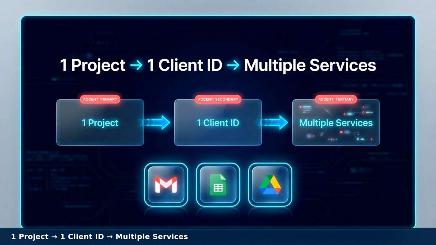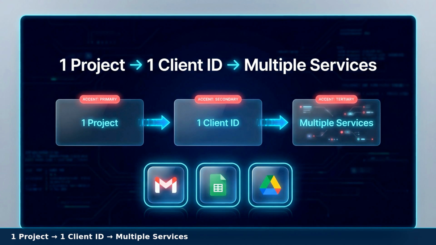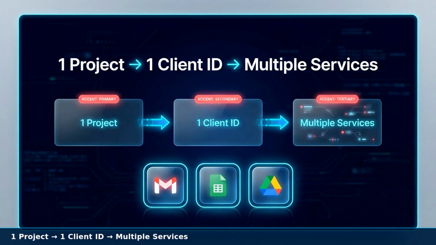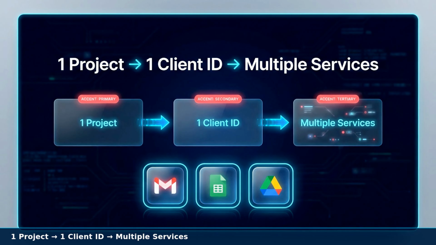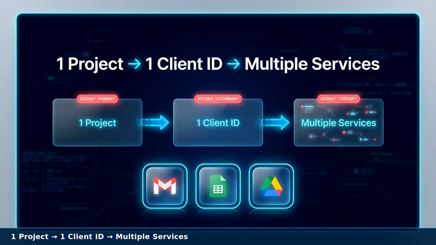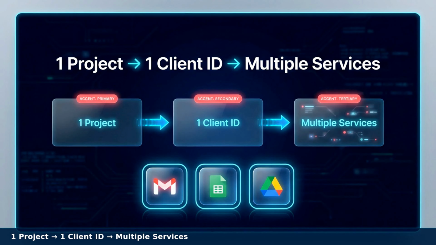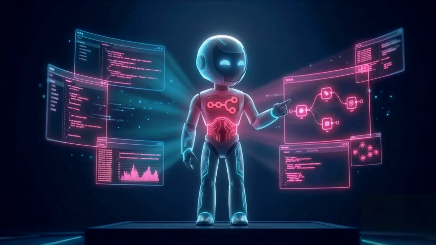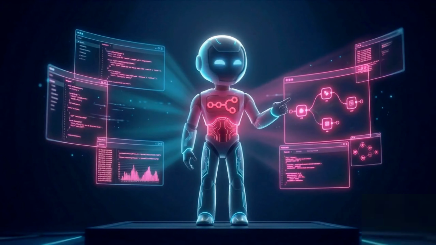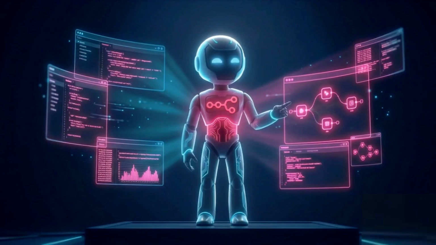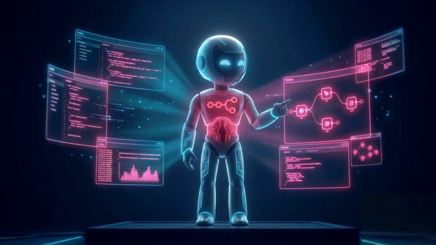Here's the key insight. You only need one Google Cloud project and one OAuth client ID. That single setup gives you access to multiple services, Gmail, Sheets, Drive, and more. Set it up once, use it everywhere. Alright, now let's move to the next important integration, DeepSeek. So, if you want to use DeepSeek inside n8n, the good news is, this setup is actually much simpler than what we did earlier with Gmail or Google Sheets. Here's exactly how it works.